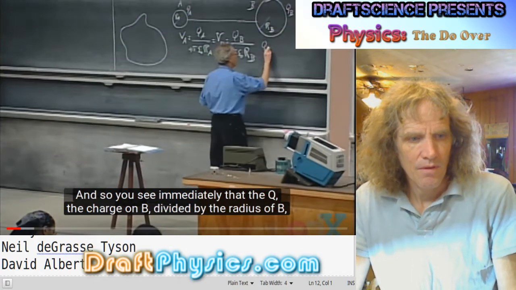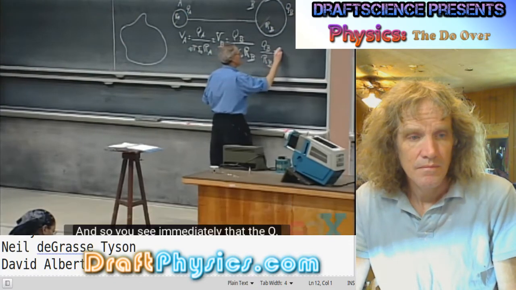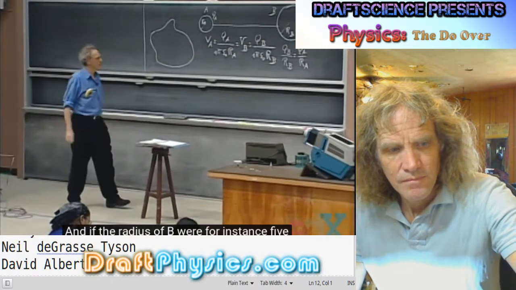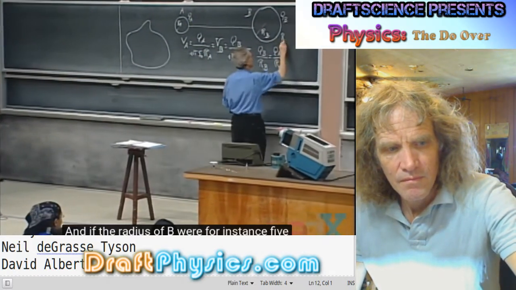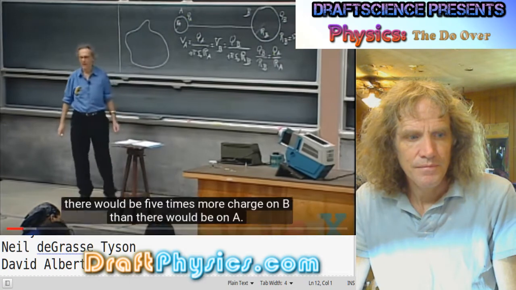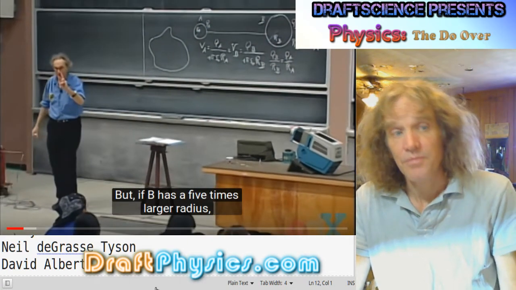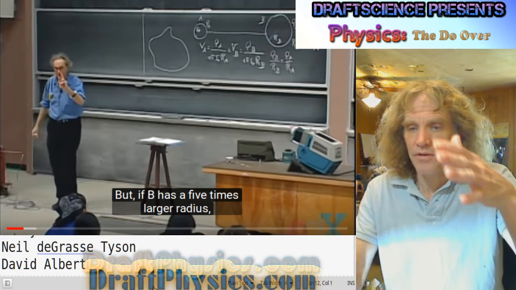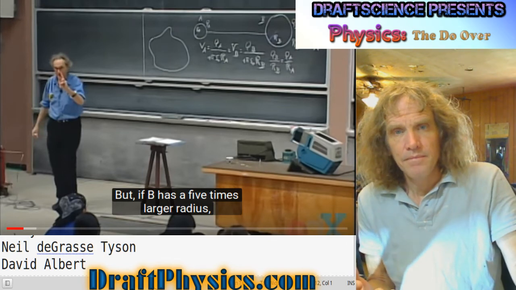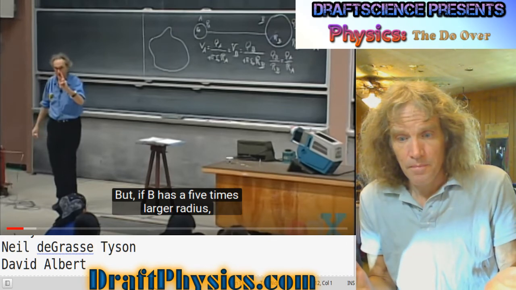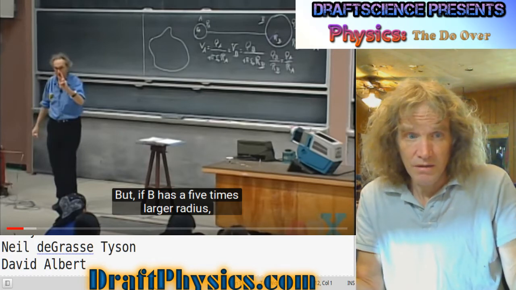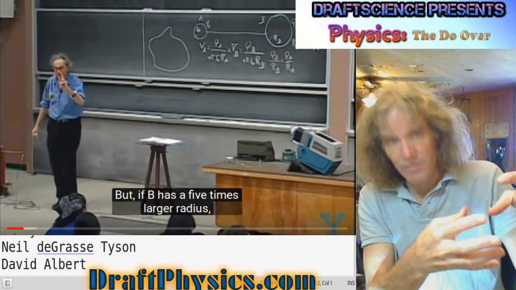Something like that. The charge on B divided by the radius of B is the charge on A divided by the radius of A. And if the radius of B were, for instance, 5 times larger than the radius of A, there would be 5 times more charge on B than there would be on A. That means there's more electrons that are ions, positive ions, let's say. So there's more of them, but they're further apart, so they look weak, where the other ones are closer together, so they look strong.